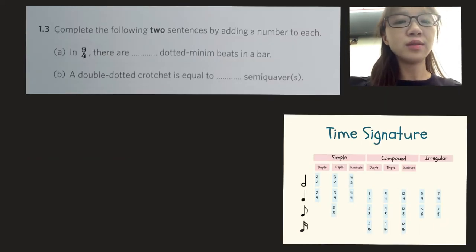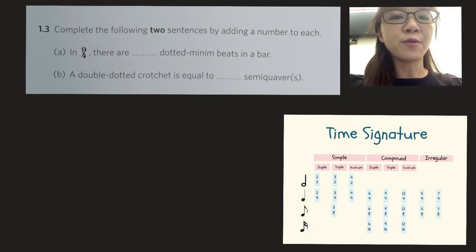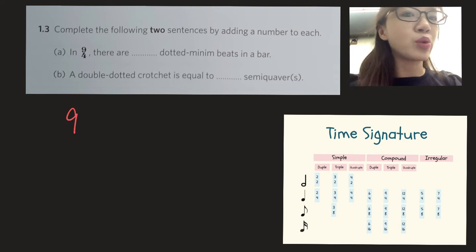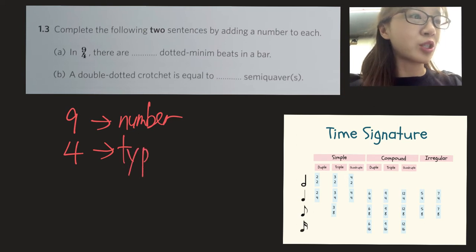For this question, the student is required to complete 2 sentences by adding a number. So you have to understand well about the time signature. 9/4, just a quick revision. 9 will tell you the number. 4 at the bottom is the type. So 4 is a crochet.